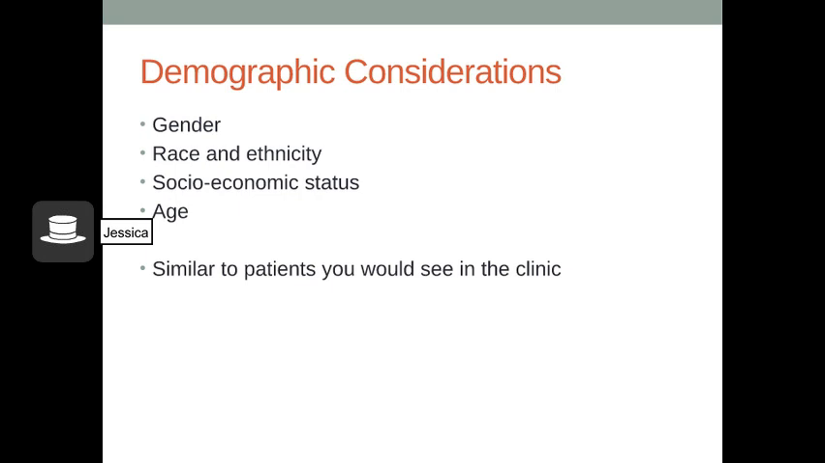When you're looking at whether the sample that was selected is representative, you'll also want to look at some demographic factors. We talked about this in the last mini lesson: things like gender, race and ethnicity, socioeconomic status, and age. Again, to reiterate, you would want to see a representation that is similar to patients that you would be seeing in the clinic to diagnose a given condition.